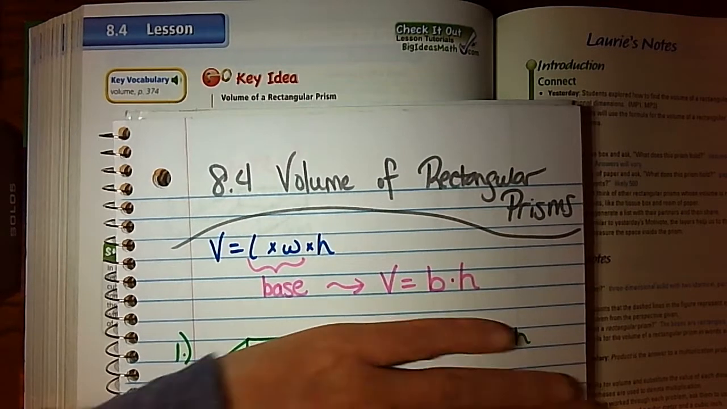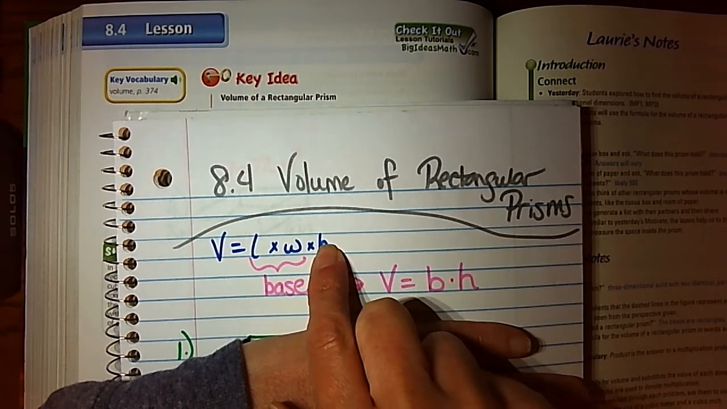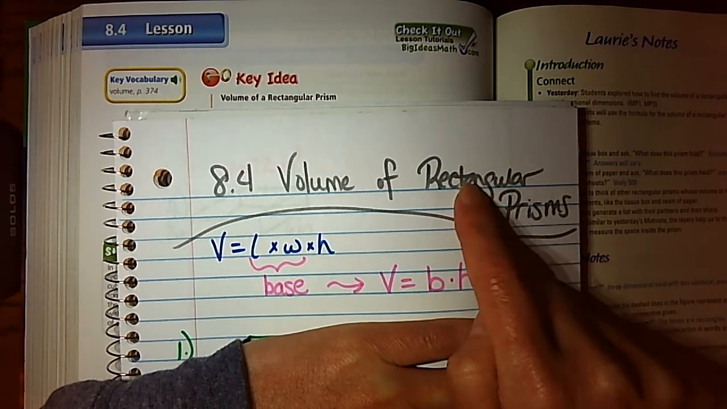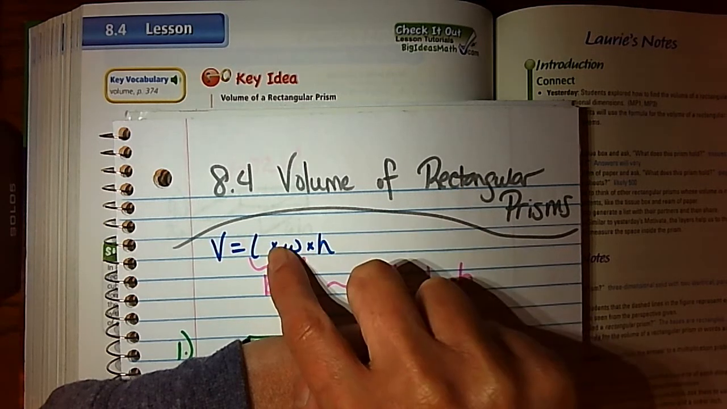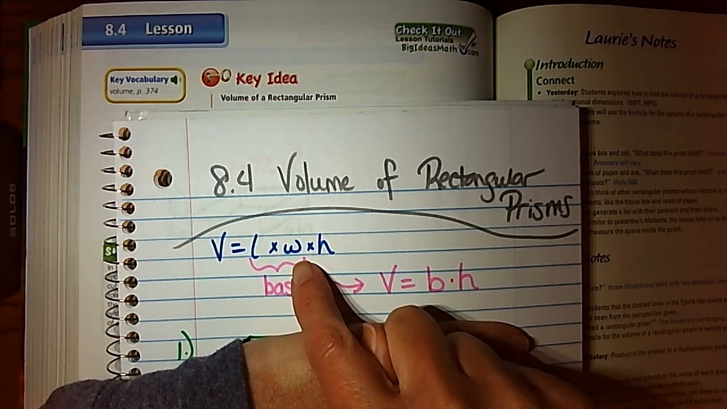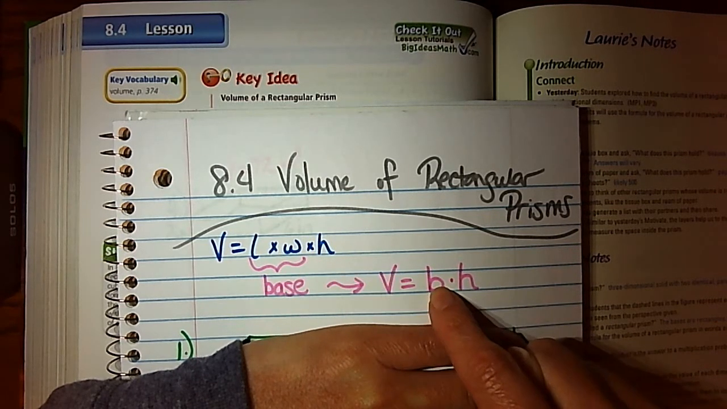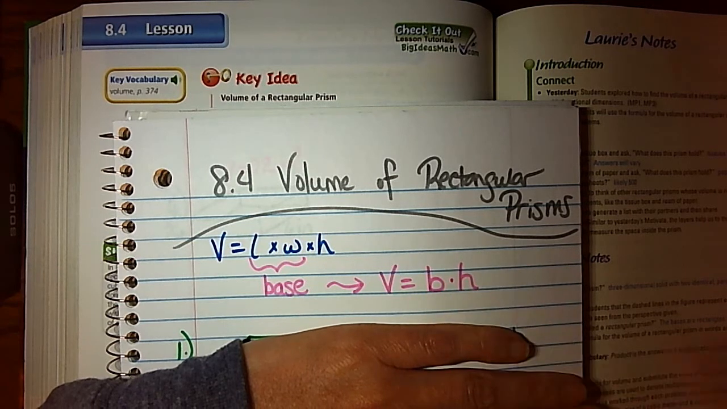So just looking at that top part. Volume of rectangular prisms, length times width times height. Rectangular prisms, they're going to be rectangles, and we know the area of a rectangle is length times width. That's going to be your base. So they're just rewriting it. Instead of length times width, they're putting it as a B. B times H. Volume is base times height.